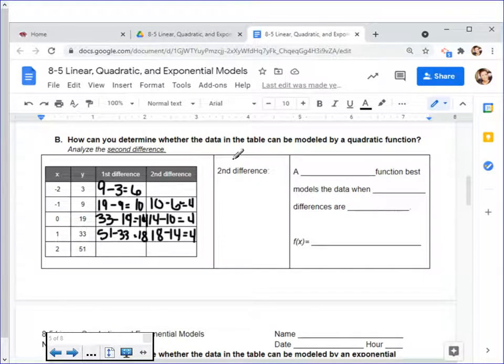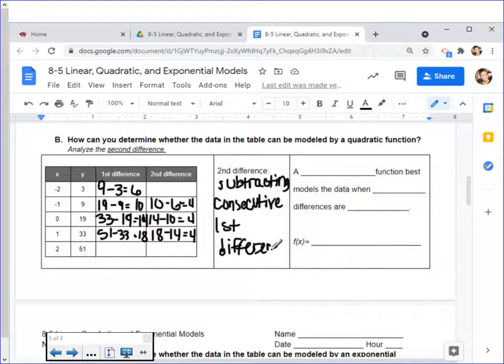So what is the second difference? It's subtracting your consecutive first differences. Consecutive, let's see if I can spell it right this time. The first difference is you're just subtracting your y values. Once you do that, you subtract those, and you get your second differences. And this time we got the same number every time. A quadratic function best models the data when the second differences are the same.